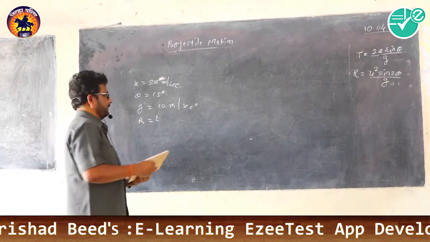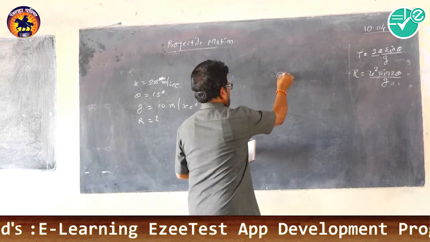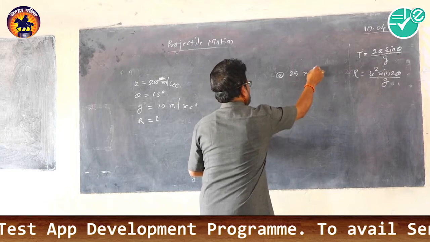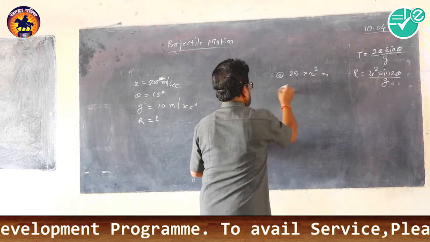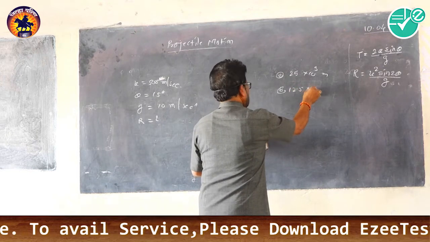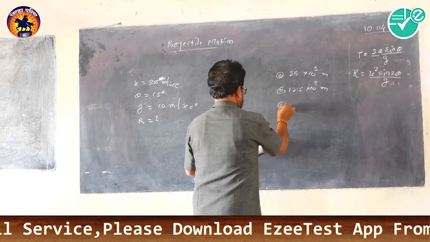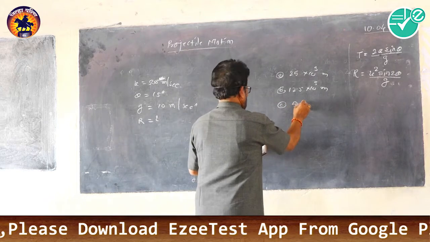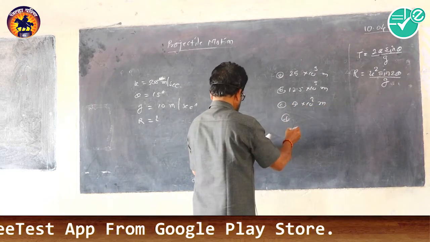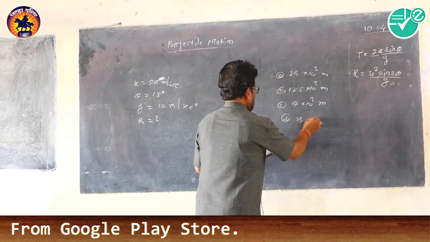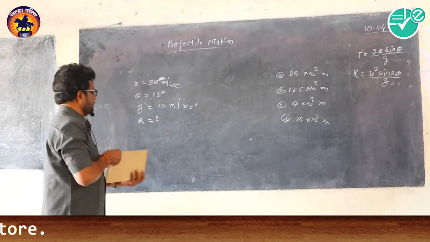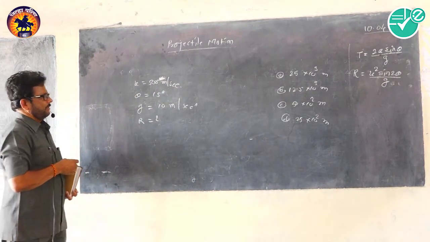and the options are A, 25 into 10 raised to 3 meter. B, 12.5 into 10 raised to 3 meter. C, 50 into 10 raised to 2 meter. And D, 25 into 10 raised to 2 meter. We have to find the range of this projectile.